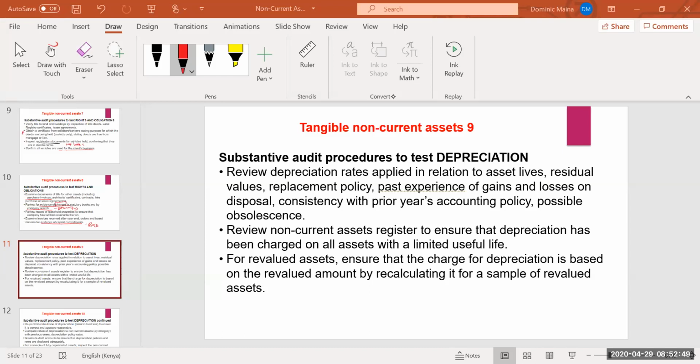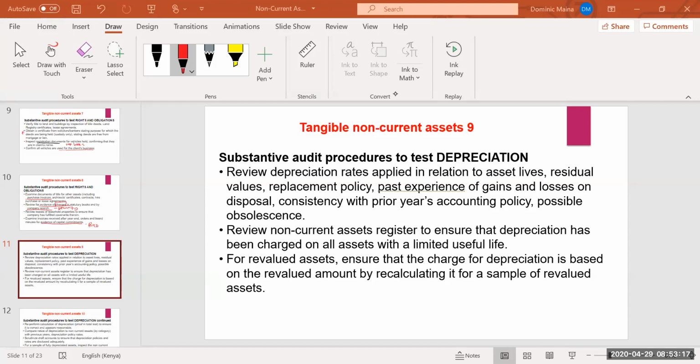Okay, so last year's should be greater than this year's. Yes, you expect that last year's expense should be higher than this year's expense. Why? Because you're using the reducing balance basis. Therefore, as an auditor, you can make that observation. Assuming there is no addition or disposal during the year, you expect the expense for last year to be higher than for this year.